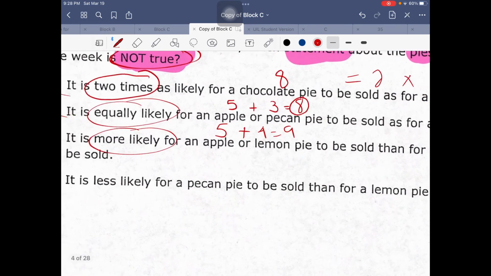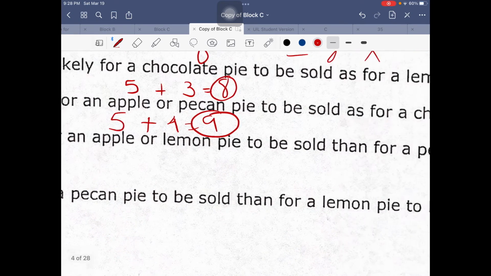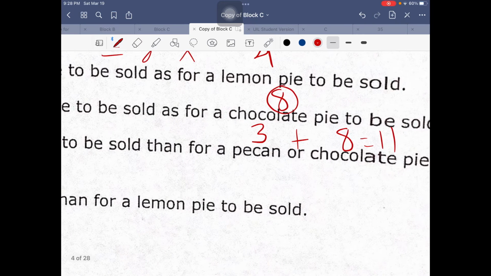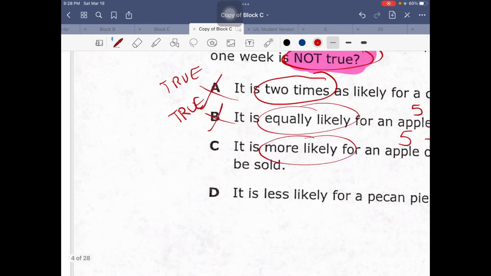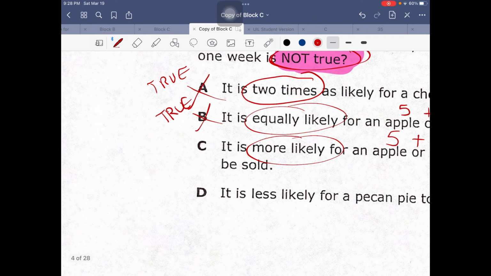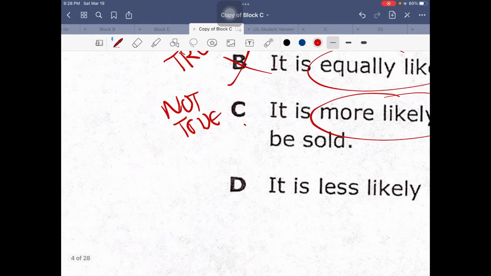Okay, I'm going to ask you this. Is it more likely for an apple or lemon pie to be sold than for a pecan or chocolate? No. Why not? Because it's less. So this is not true. So it might be the one you're looking for.